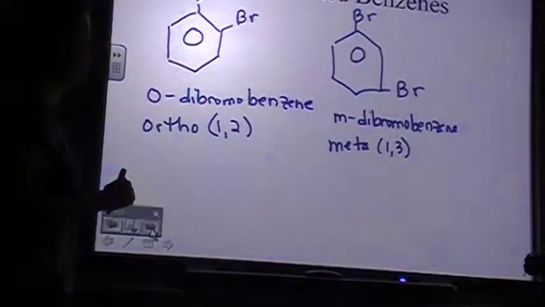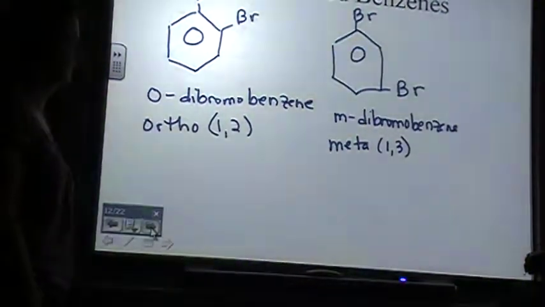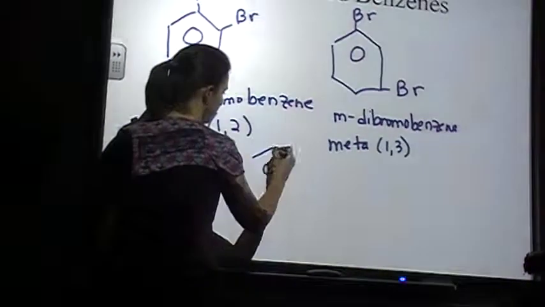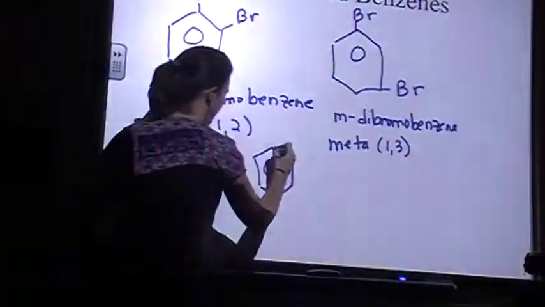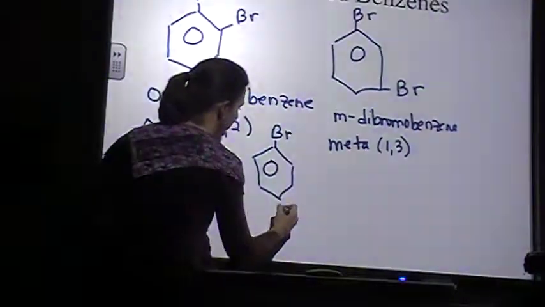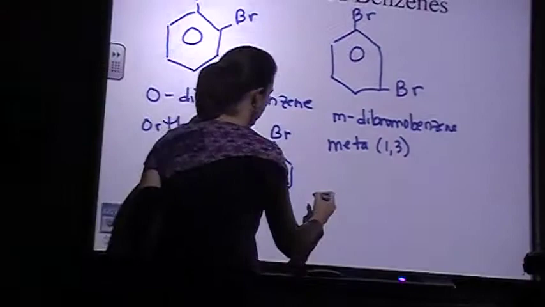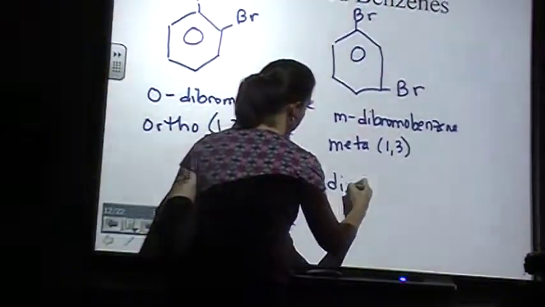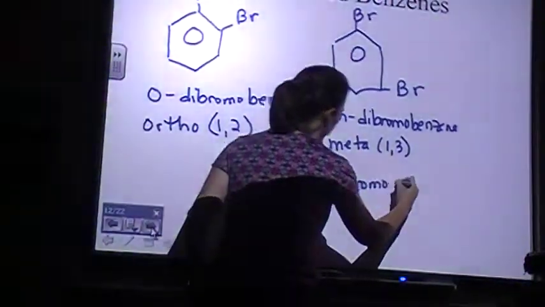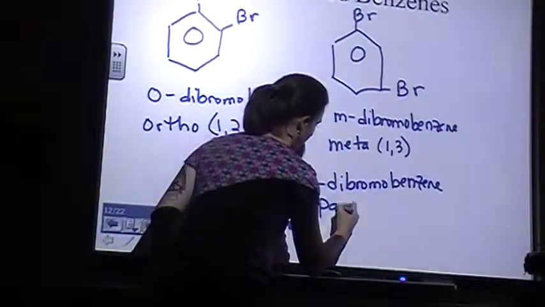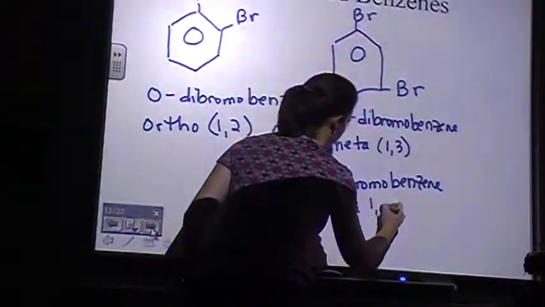And you probably know, I'm going to 1, 4 here next. So that's 1, 2, 1, 3. If you have 2 Brs or 2 of something, and they're at the 1, 4 position, instead of calling it 1, 4-dibromo, you call it P-dibromobenzene. And P stands for para. It means 1, 4.